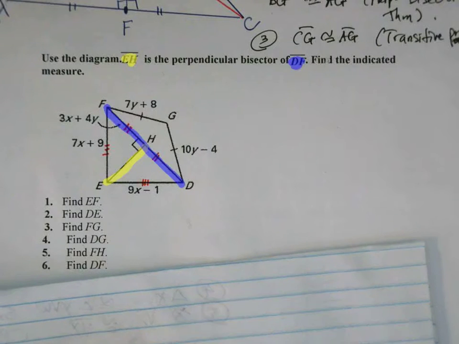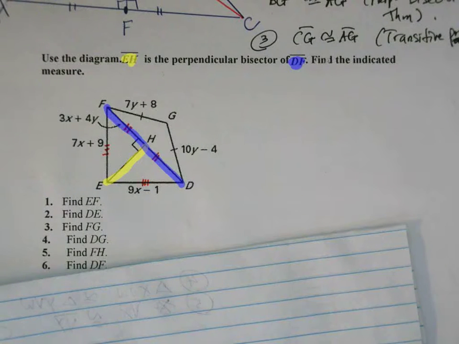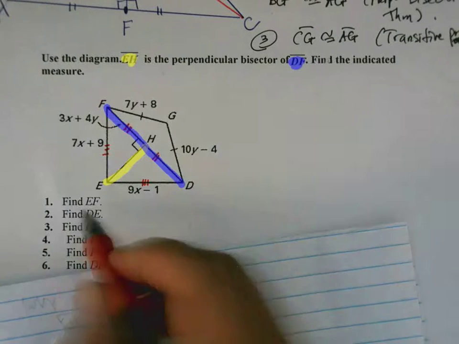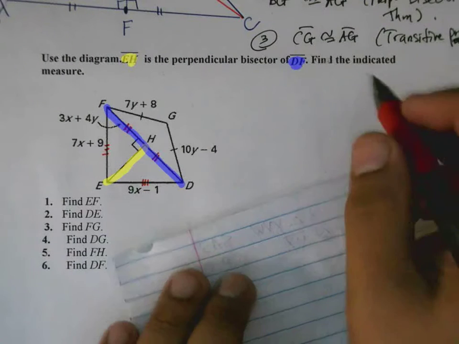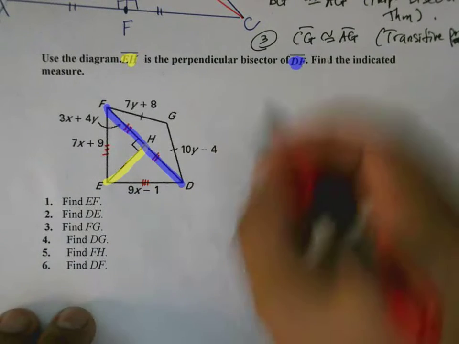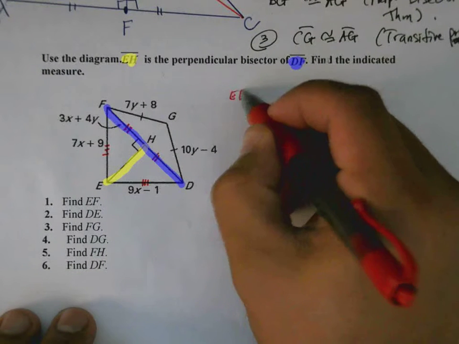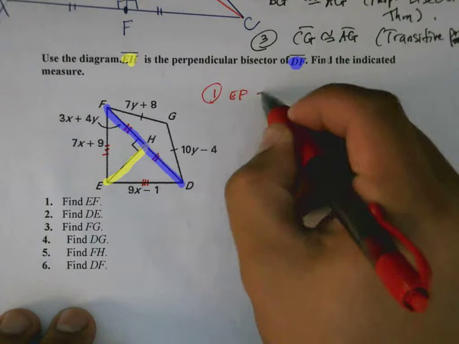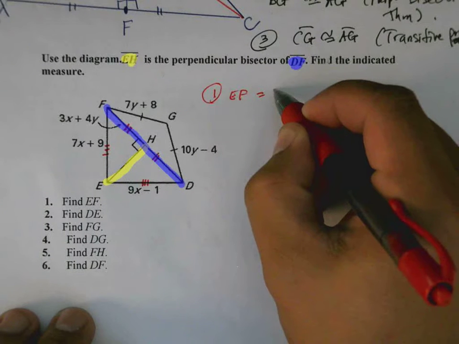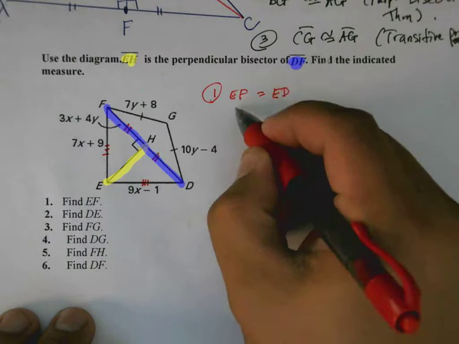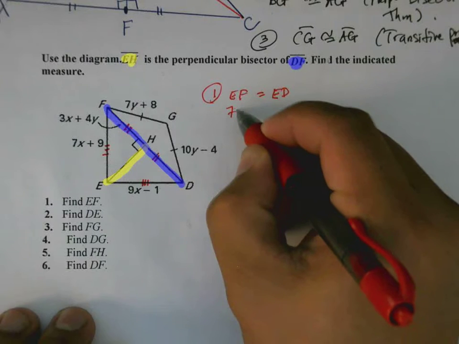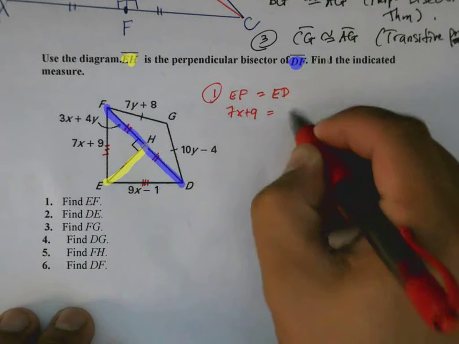And you can sort of see the usefulness of these theorems. If we're able to see all of this, then we can make quite good sense of them and apply these theorems and get a bunch of formulas from here. So find EF, the length of EF. That shouldn't be too difficult to do. We know that these two are congruent, so we can say that EF is equal to ED, which means you have 7x plus 9 is equal to 9x minus 1.